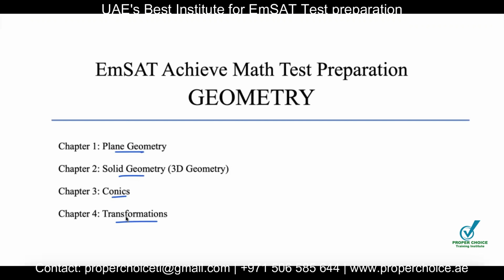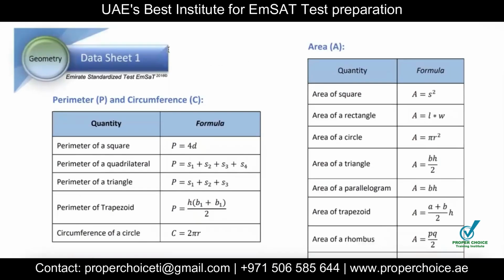So let's start with chapter 1 today, that is plane geometry. Before starting that, let me clarify that most general formulas needed for geometry will be given to you. Here you can see this sheet will be available to you to refer to in the exam. It gives the perimeter and circumference formulas of plane geometry shapes: perimeter of a square, quadrilateral, triangle, trapezoid, and circumference of a circle. These all formulas will be given to you. In fact, the sheet I'm sharing is available for you to refer to in the exam.